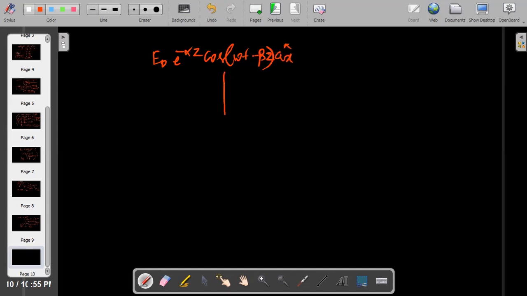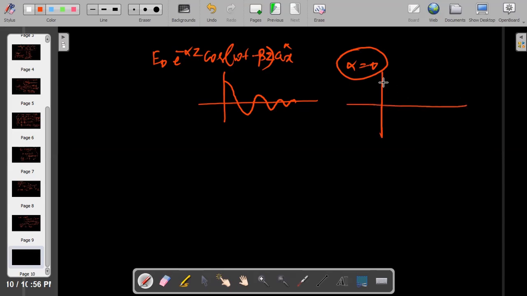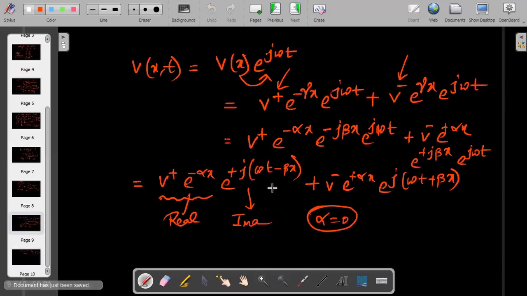Now, what is the meaning of this one? Meaning is, a cosinusoidal signal is there, but it is decaying, right? Because alpha is there. Now, if alpha is 0, then what will happen? It is nothing but a cosinusoidal signal. Same. But there is no decay element. Correct. And this is periodic. And what I told, minus beta z means it is traveling in plus z direction. That also I proved. Here also same thing is happening.